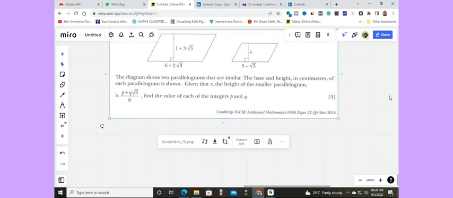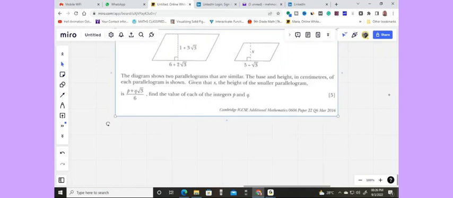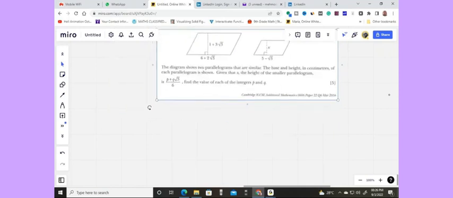See, if I just say that the ratio of the heights of the similar figures is equal to the ratio of the corresponding bases. Okay, that's it. Let me further minimize this a little. Okay, now that's fine.